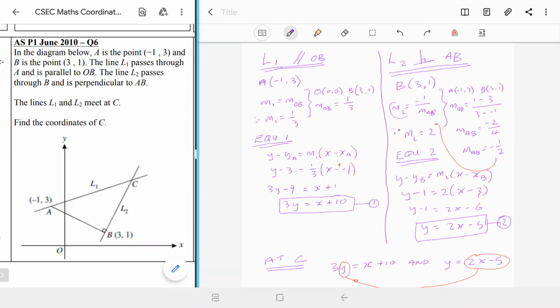So to find the gradient of line 2, we're going to use the fact that it is perpendicular to AB. And so the gradient of line 2 is equal to the negative reciprocal of the gradient of AB. So we had to calculate the gradient of AB, which is what we did here. Using the 2 points on AB, we calculated the difference in y over the difference in x. And that led us to the gradient of AB being -1/2. And then to get the gradient of line 2, because it's perpendicular, we flip this -1/2 and change the sign. And so the gradient of line 2 is 2 right here.